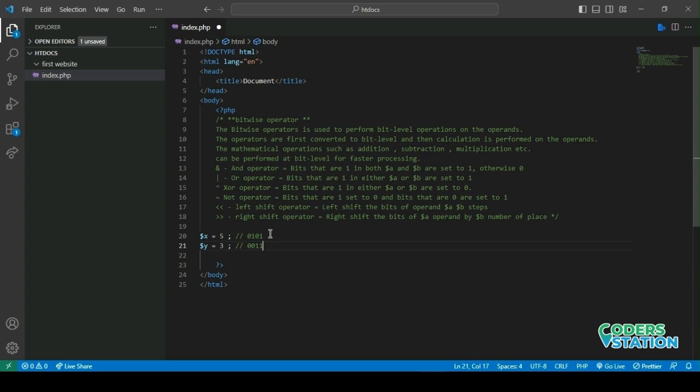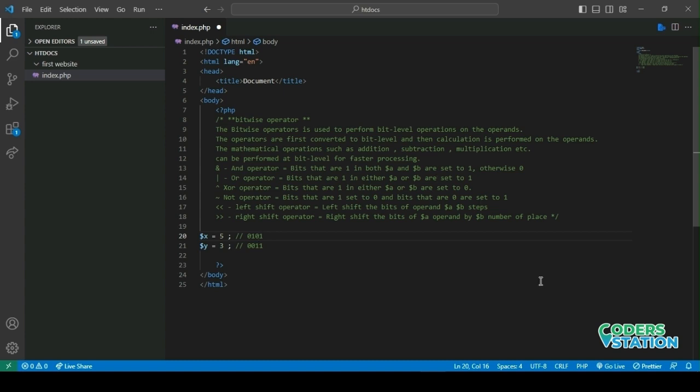In OR, if there is 1 in either of the values, then it is set to 1. Like here it's 1, but here we don't have 1, but still it is set to 1. And in XOR, if there is 1 in only one of the values, then it is set to 1, and if both are the same, it is set to 0. And the NOT operator sets 1 to 0, it inverts the value. Left shift shifts the bits to the left by the number that we provide. Right shift shifts the bits to the right.